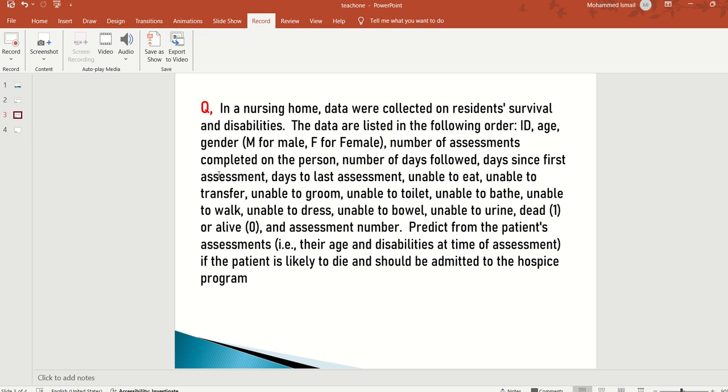By using the logistic regression modeling technique and propensity scoring, we are predicting patients' mortality in nursing homes. In our case, we'll use logistic regression to predict whether a resident is likely to die based on their age and disabilities at the time of assessment. Propensity scores are estimated based on observed characteristics. By combining logistic regression with propensity scores, we ensure a comprehensive approach, making our predictions more reliable. This modeling strategy allows us to not only predict patient mortality but also helps in making informed decisions about hospital admission.